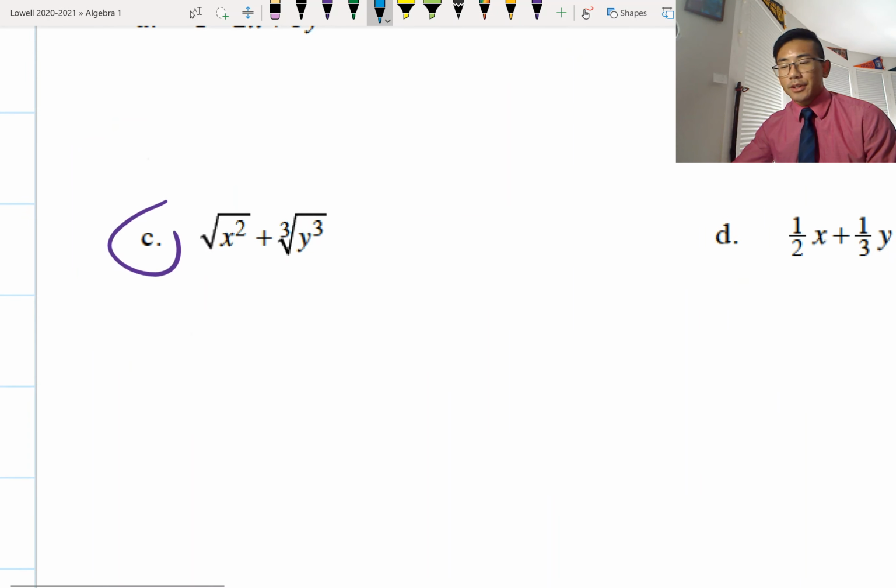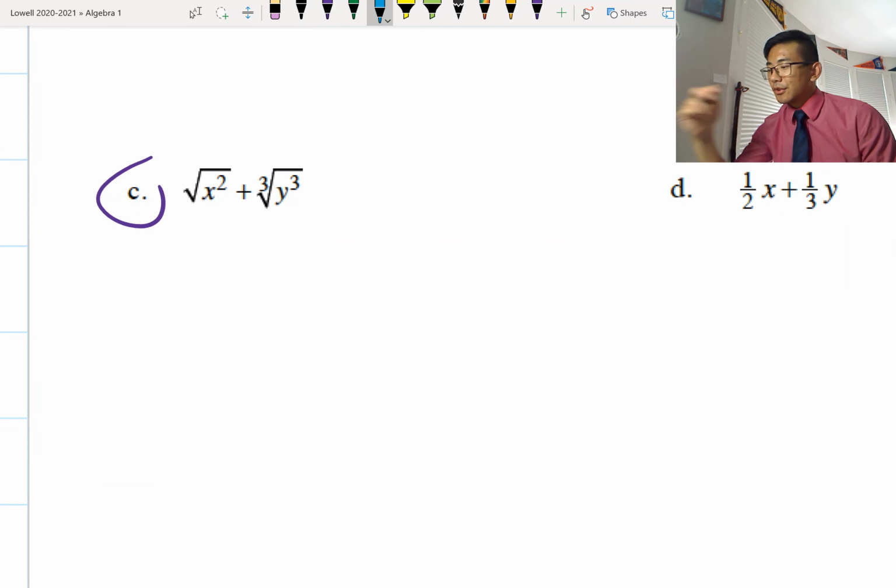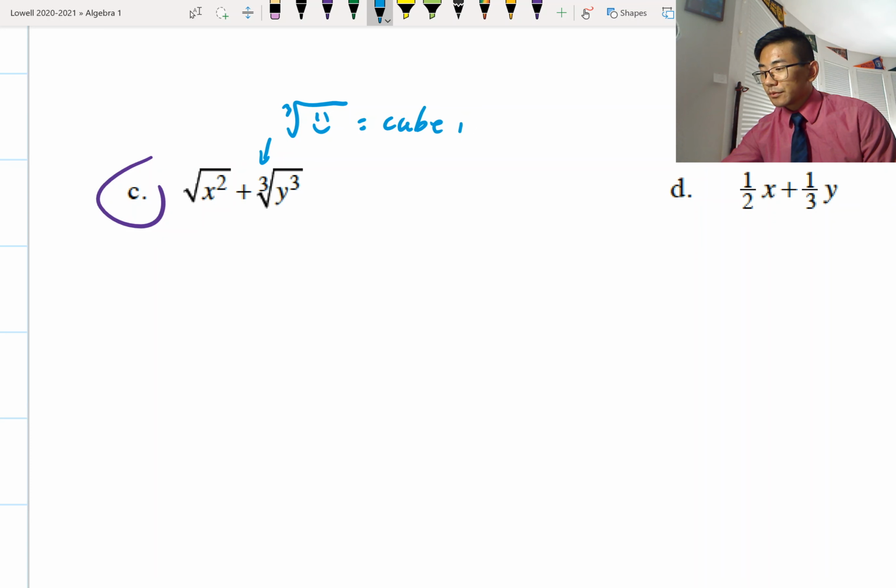In C, I'm going to zoom in here. C says you take the square root of x squared, and then you add that to, again, when we see this little 3 here, and let's say this is whatever's inside, then that just means the cube root.